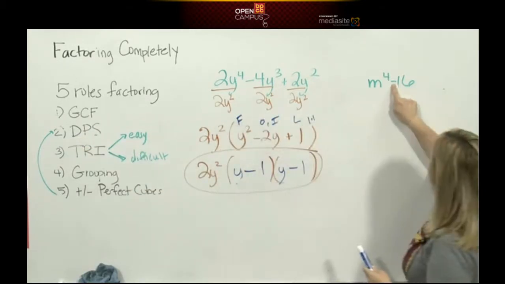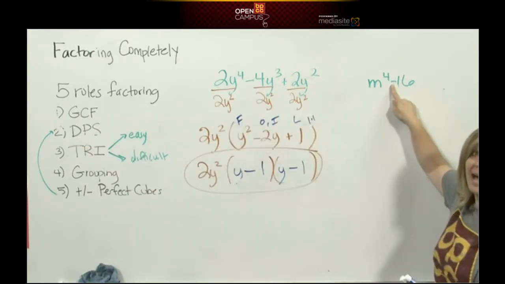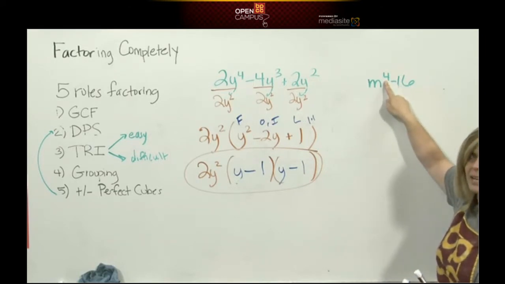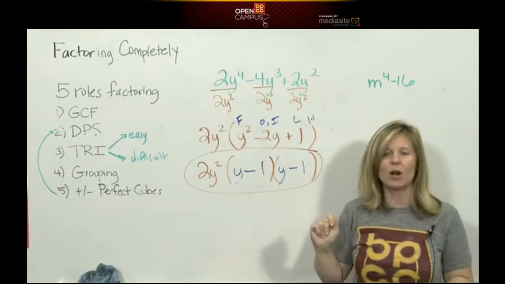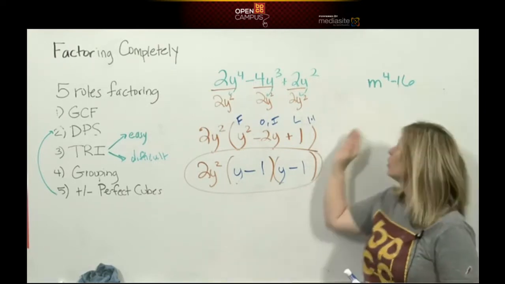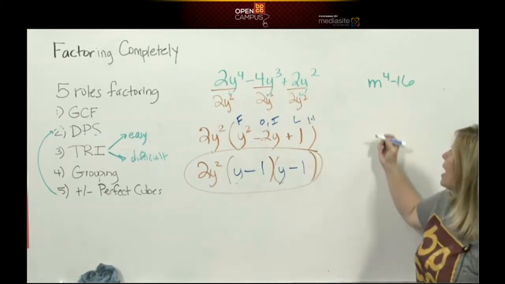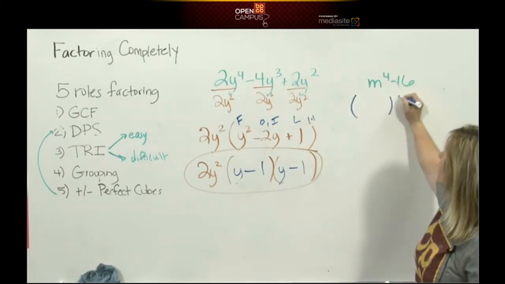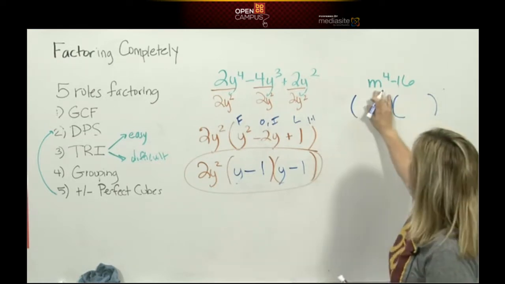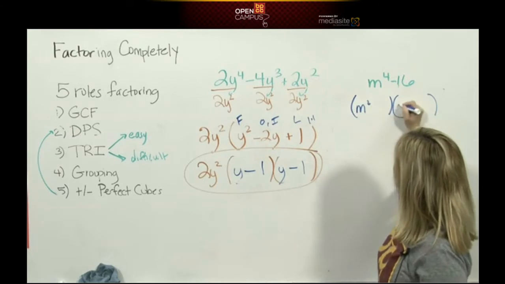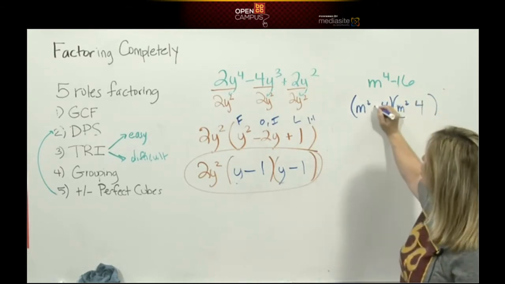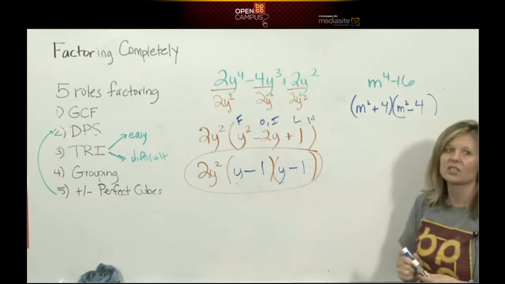Is this a difference of perfect squares? Well, it has a difference. A perfect square needs an even exponent. I have that. And 16 is my perfect square number. If you know your list, 1, 4, 9, 16, 25, we said it. To factor a difference of perfect squares, we put 2 parentheses. It's going to be 2 binomials that are conjugates. So m to the 4th is m squared times m squared, and 16 is 4 times 4. One gets a plus, one gets a minus, conjugates.